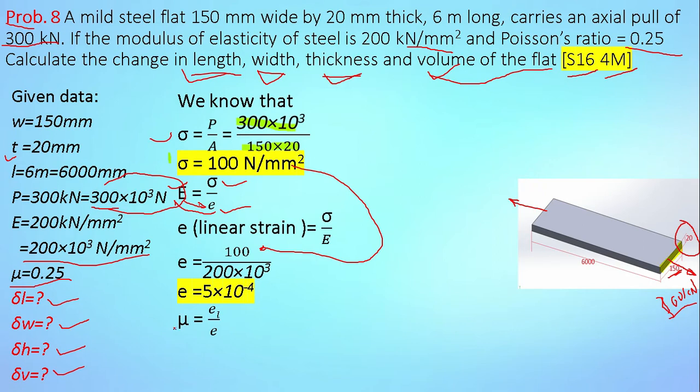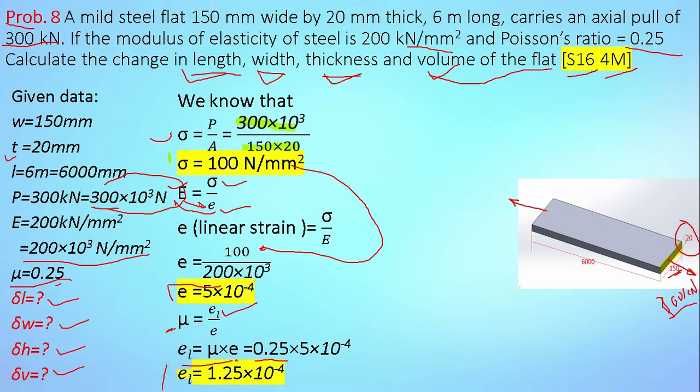We know the formula for Poisson's ratio. Poisson's ratio is the ratio of lateral strain to the linear strain. We know this linear strain and the value of Poisson's ratio, so using this equation we can find out the lateral strain. Lateral strain is equal to Poisson's ratio mu multiplied by linear strain. So 0.25 multiplied by 5 into 10 raised to minus 4 gives lateral strain equal to 1.25 into 10 raised to minus 4. This is a unitless quantity, no unit.